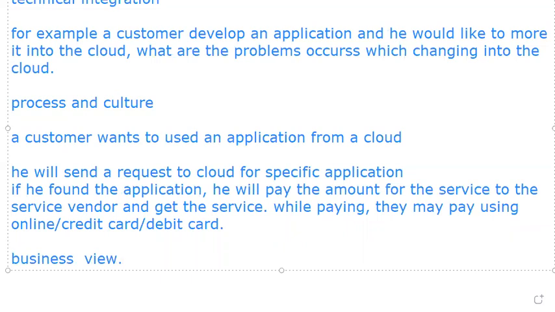So what is the business view? See here, for example, I have developed one software and I place the software into the cloud. So why do I need to place the software into the cloud? First, I would like to offer my services to the public. And second, I would like to offer my services to the public and get some money. This is a concept called the business, the design of a business process.